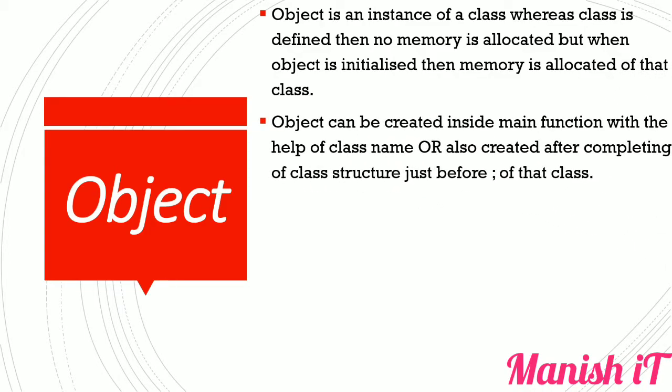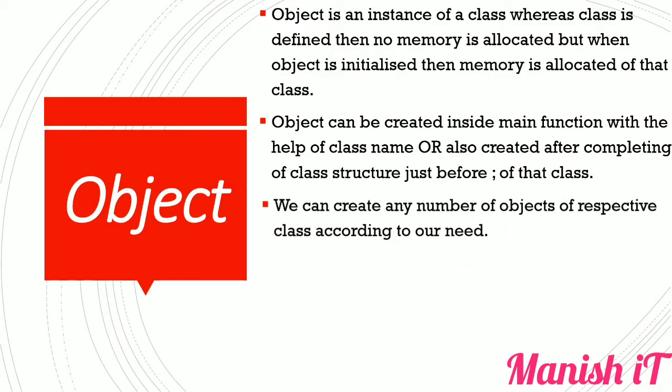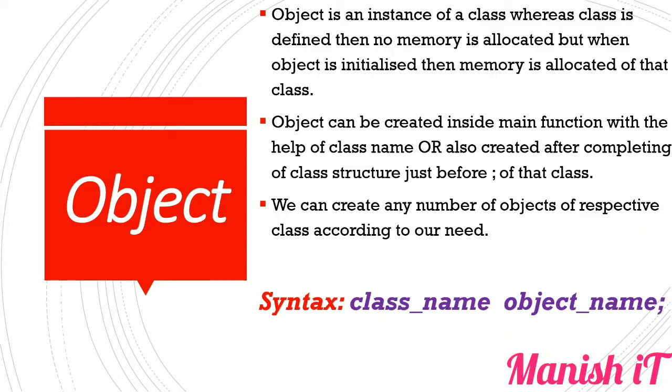An object can be created inside the main function with the help of the class name, or also created after completing the class structure, just before the semicolon of that class. The next point is, we can create any number of objects of the respective class according to our need. The syntax of an object is class name, then object name. For example, Student s1, s2, s3 are objects; this is the declaration part.